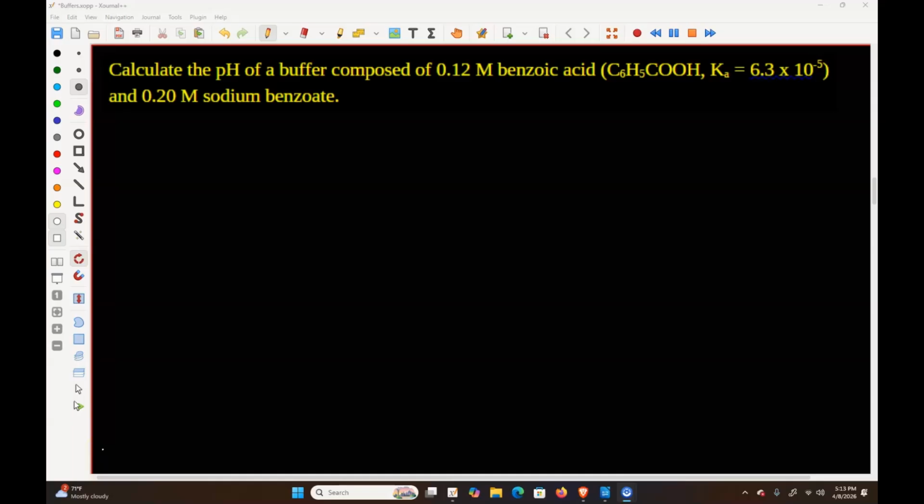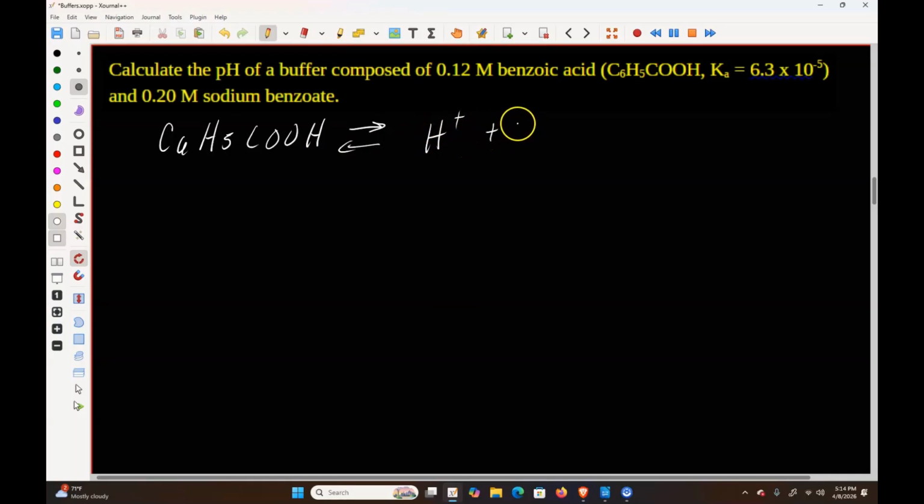Calculate the pH of a buffer composed of a 0.12 molar benzoic acid and a 0.2 molar sodium benzoate. All right, so we're going to put our weak electrolyte, we'll write it down as C6H5COOH. It's breaking apart into the H plus and the benzoate.